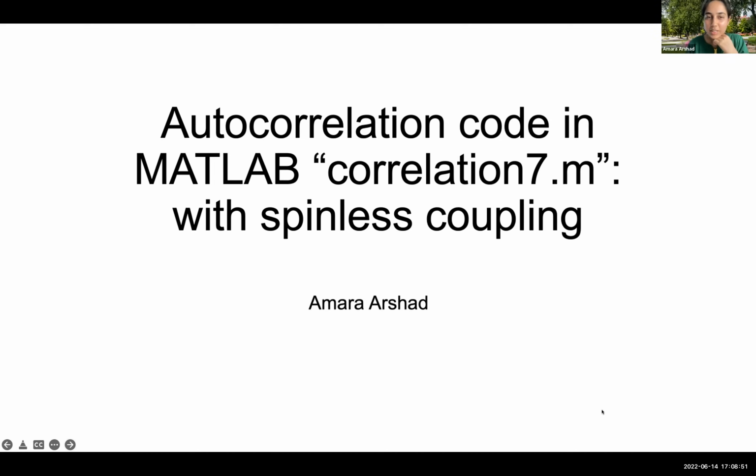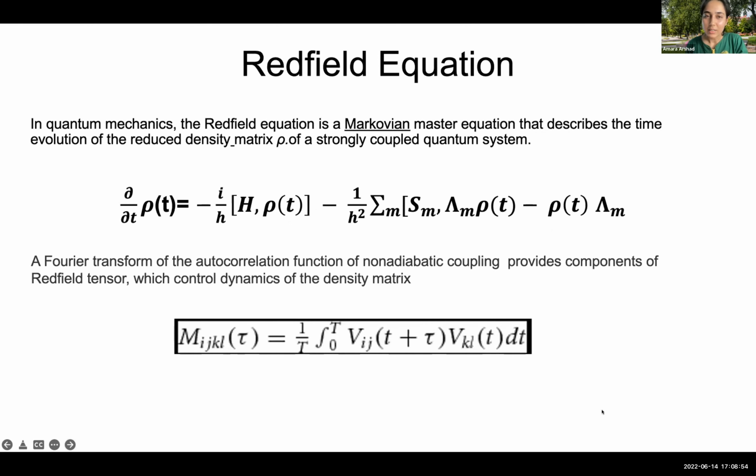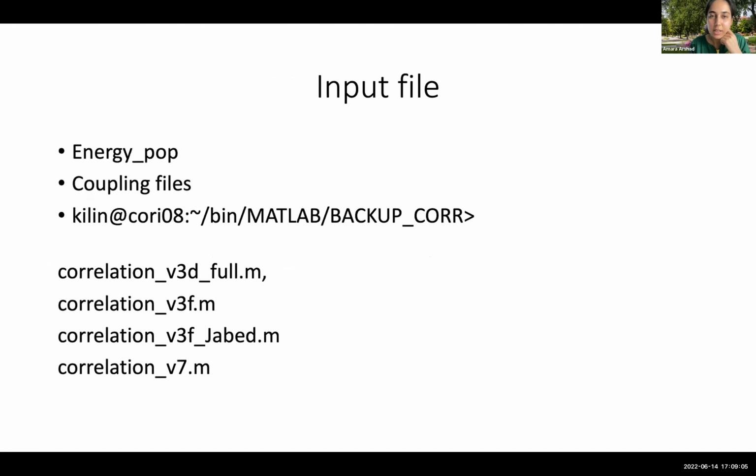Yes. Okay, so this is the background of the Redfield equation and the autocorrelation function in the non-adiabatic coupling, and many previous talks have explained these equations in detail. These are the input files that we need to run the MATLAB code, and we need these files in the same folder as the MATLAB code. These are the different MATLAB codes in that directory. I didn't calculate the spin orbital correlation, but I think the V3D and V3F codes are required for the spin orbital calculation. But I used the correlation V7 code for this calculation, that is the spinless calculation.